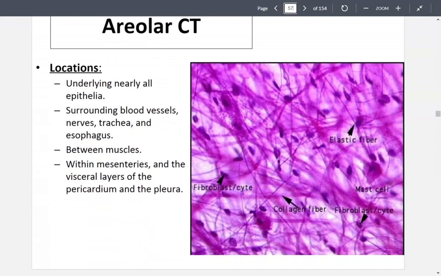If you have ever butchered a chicken or a deer, rabbit, ever separated out, butchered your own meat, there's that when you pull apart muscles for, say, a brisket, there's this almost like cobwebby type membrane that appears as you're pulling it away. That's this tissue. You also find it within the mesenteries and visceral layers of those pericardial and pleural tissue sacs.